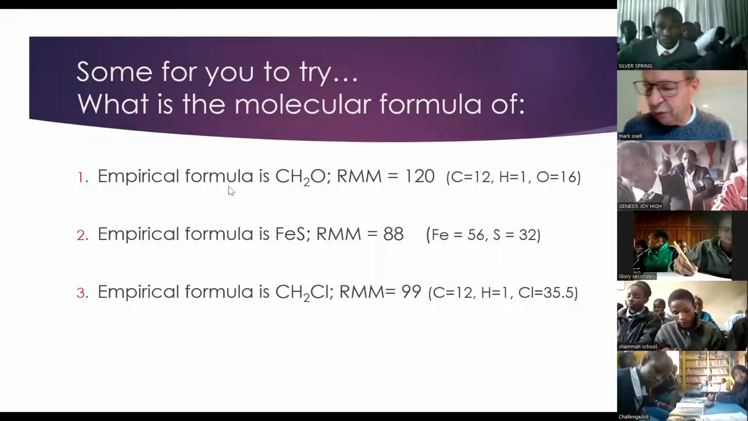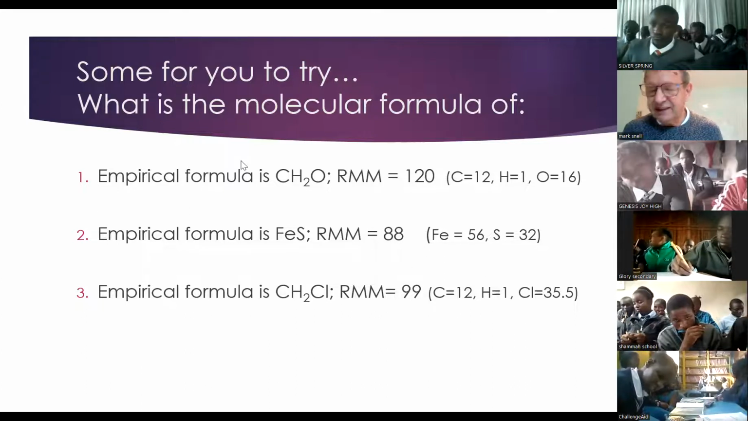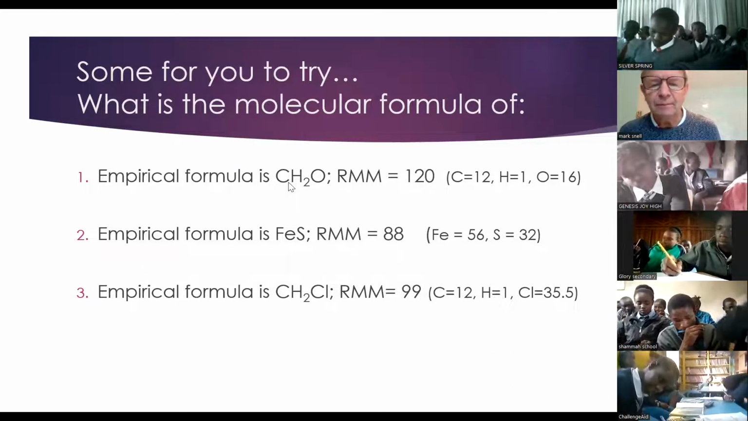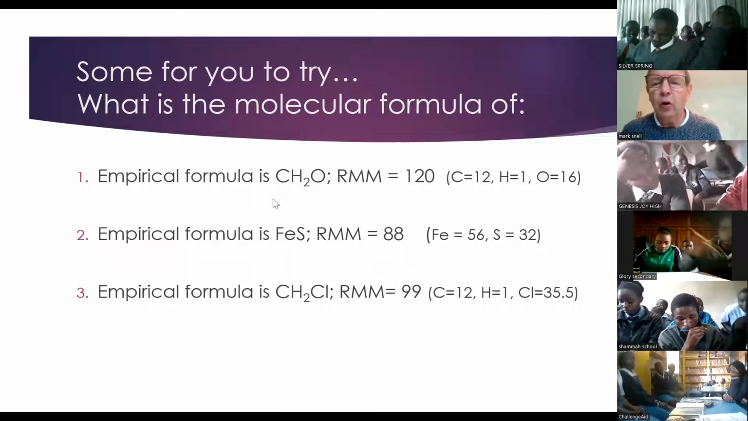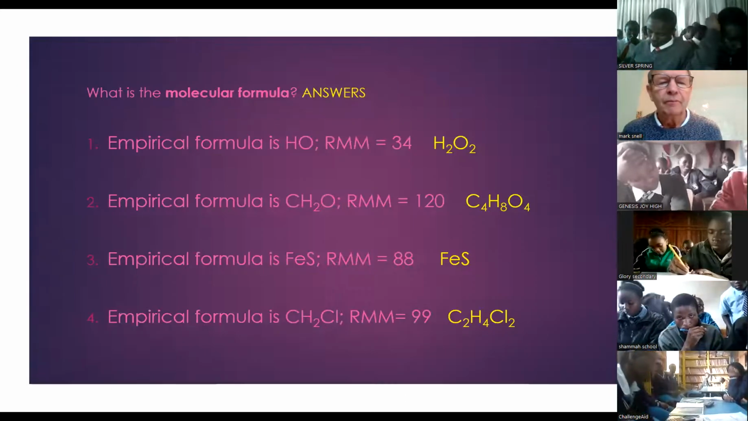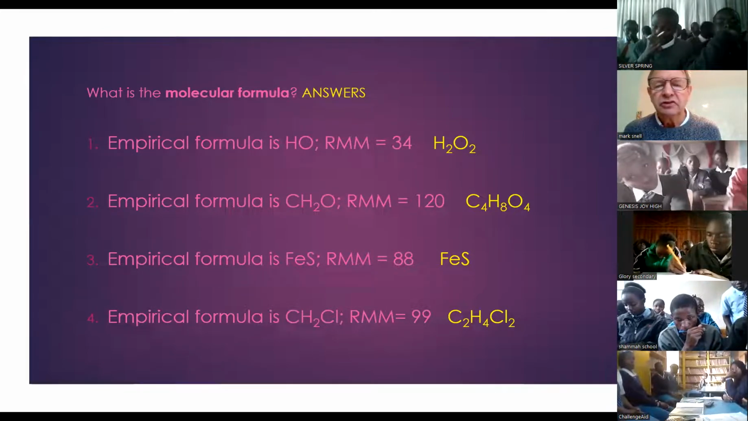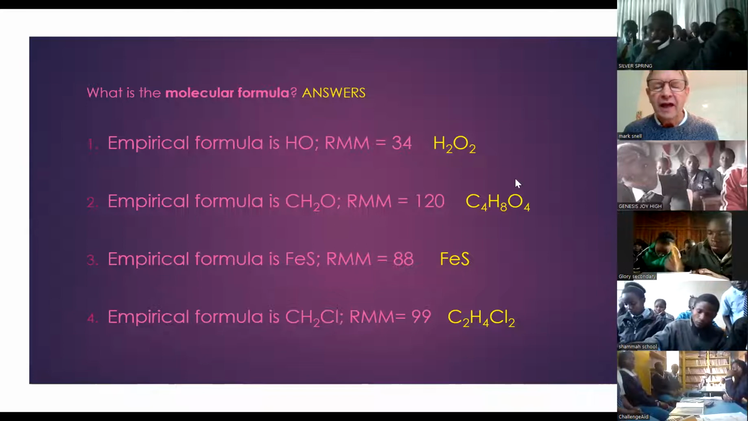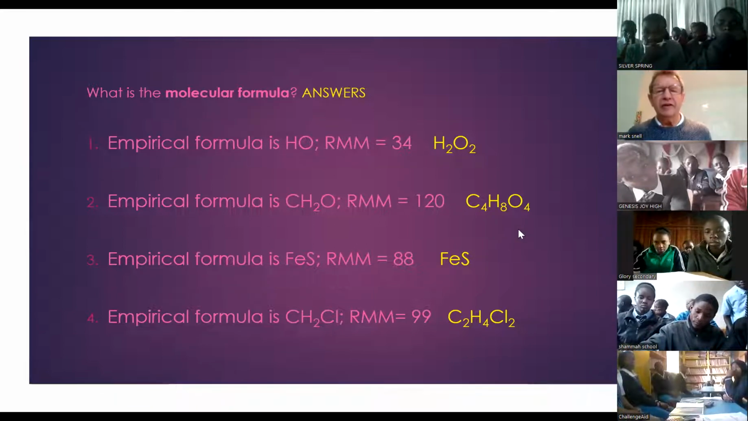So the first one comes out as C4H8O4. The second one comes out as FeS. And the last one comes out as C2H4Cl2. Okay. So there they are: C4H8O4, FeS, C2H4Cl2. Well done. Very good.